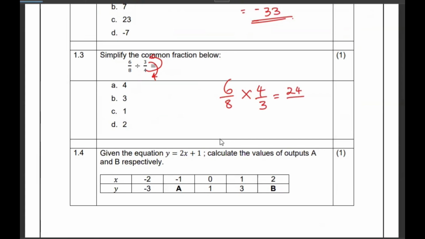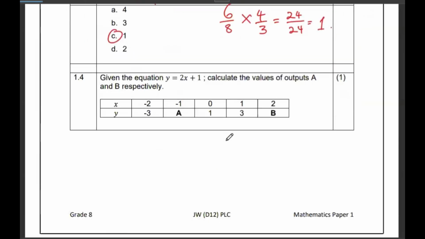8 times 3 is also 24. 24 divided by 24, the answer is 1. So option C becomes the best option there.